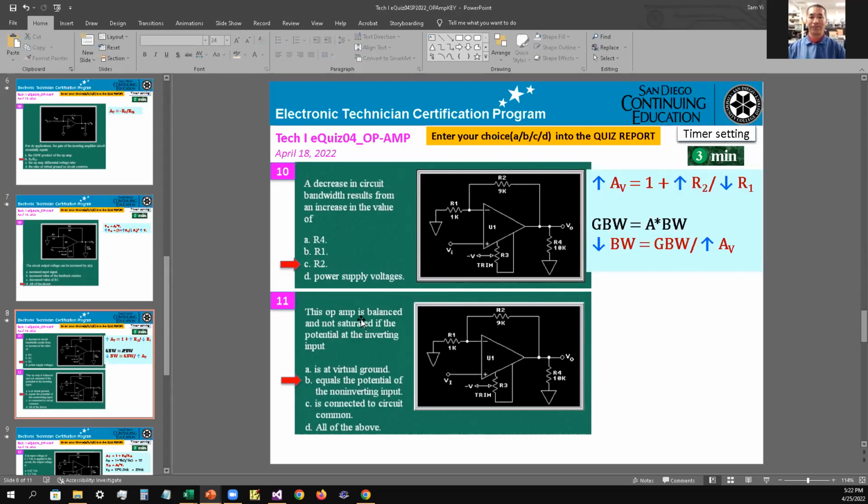Okay. This op-amp is balanced and not saturated if the potential at the inverting input, so inverting would be right here, is at virtual ground? No, equal to the potential of the non-inverting input. So right here, so VI, it has to be this VI down here, it has to be VI right here. That value has to match in order to prevent it from going to saturation. So the answer is B as in Bob for number 11. Okay. Any question on number 11?